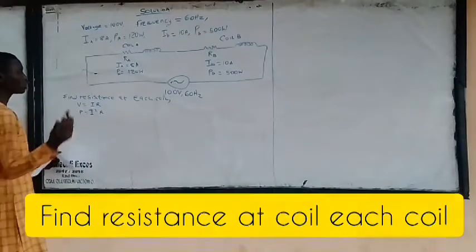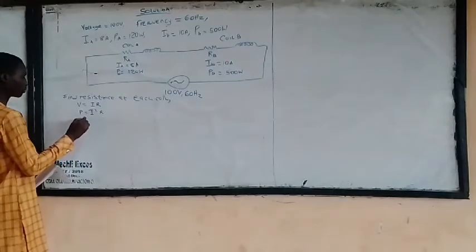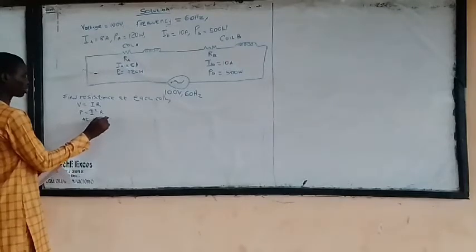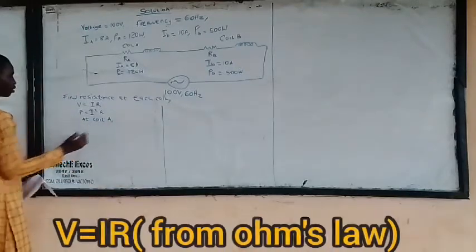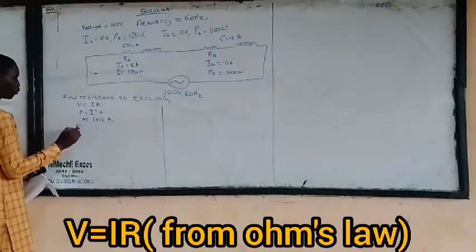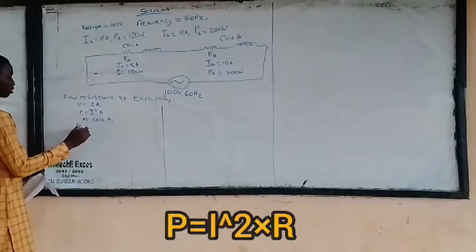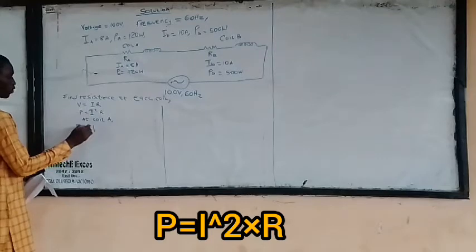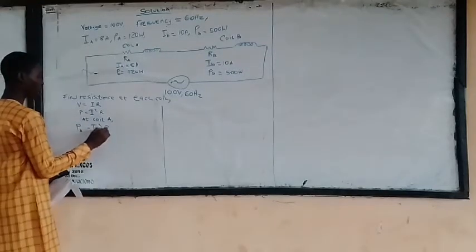Now, I want to look at coil A first. So at coil A, power will not just be power alone, it will be power at coil A. And current here will not just be only current, current at what? Coil A, squared. Then R A.